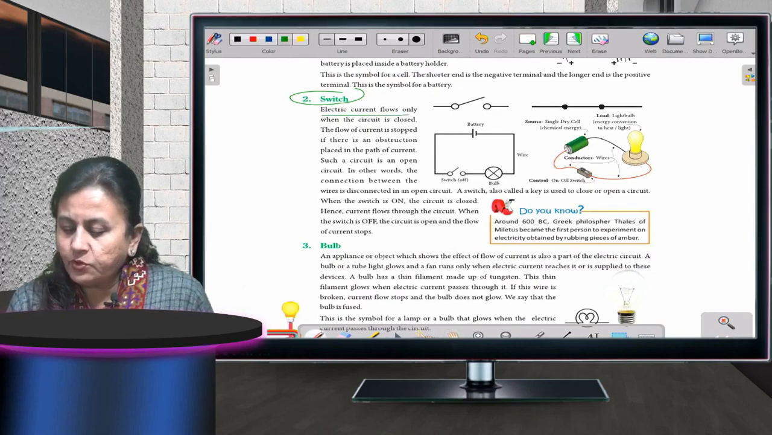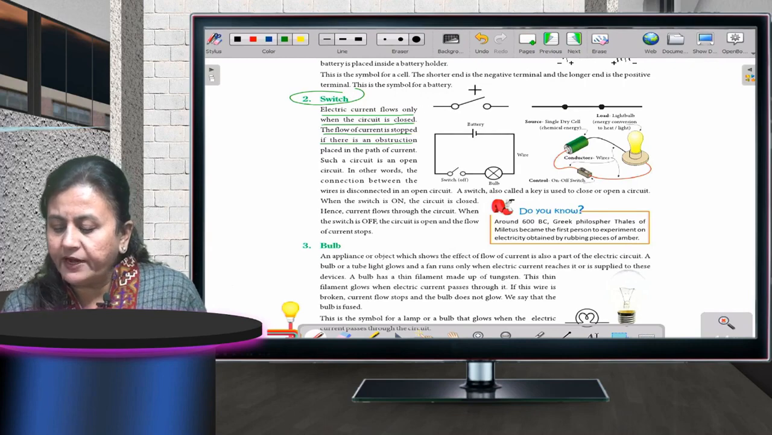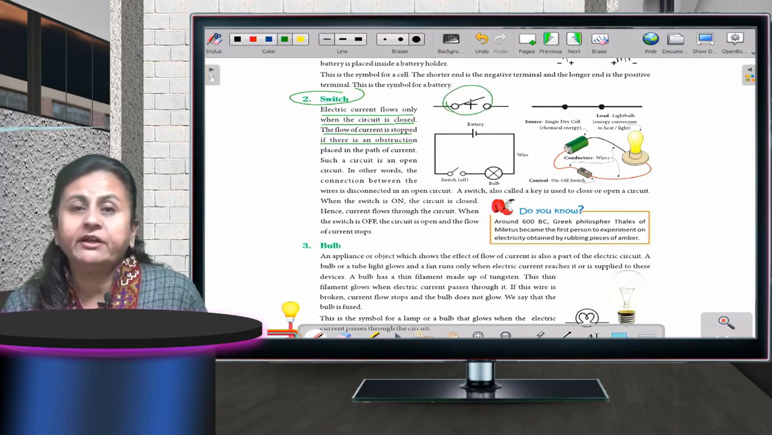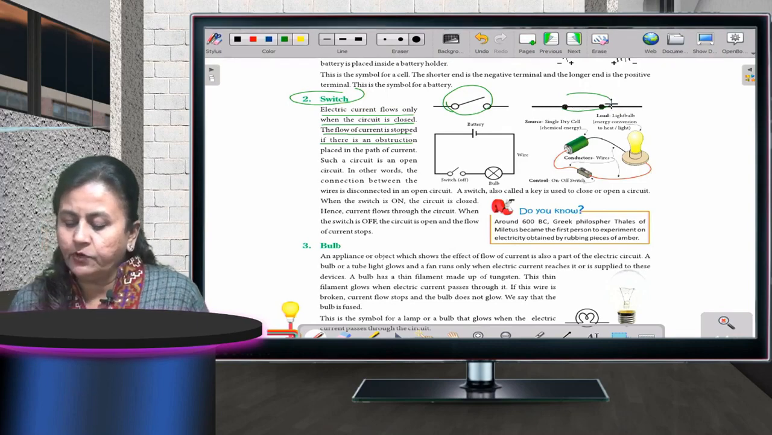Electric current flows only when the circuit is closed. The flow of current is stopped as if there is an obstruction. Children, you can see all these wires, and in case the switch is not touching, the circuit is open, so electric current is not flowing here. Here the circuit is closed, so electric current is flowing over here. Fine children.